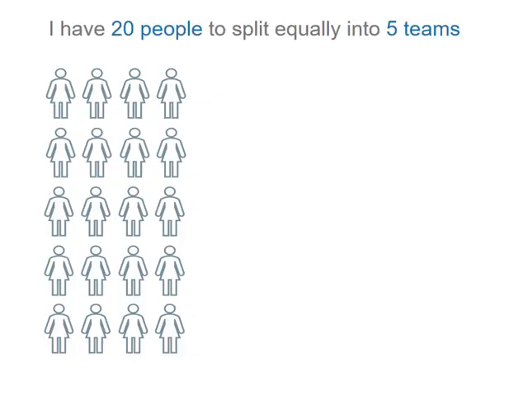Now, in this problem, we're going to share equally, so there's no remainder. If we have 20 people to split equally into 5 teams, how many people will be in each team?